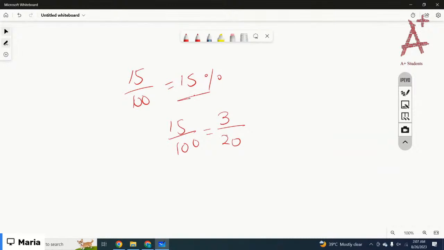So this could be the fraction form, and this could be the percentage form. Decimal form also: when you divide 15 by 100, you can write it as 0.15. These are the three different types of representations. You can represent 15 by 100 this way, right? Okay, let's just do B and C.